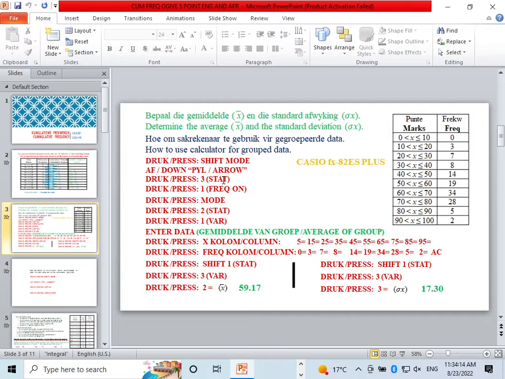How many values must be there by 5? The midpoint, where the midpoint is 5. What's the frequency? 0 equal to. Frequency of 15, 3 equal to. 7 equal to. 8 equal to. 14 equal to. 19 equal to. 34 equal to. 28 equal to. 5 equal to. 2 equal to.